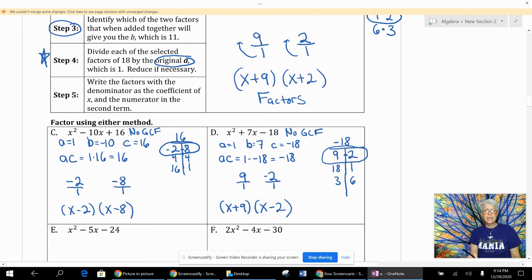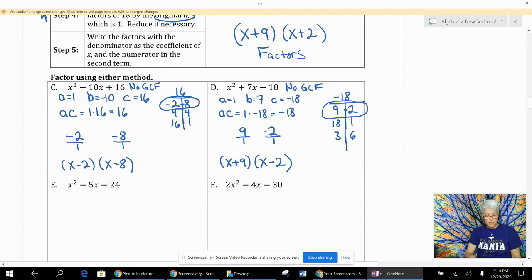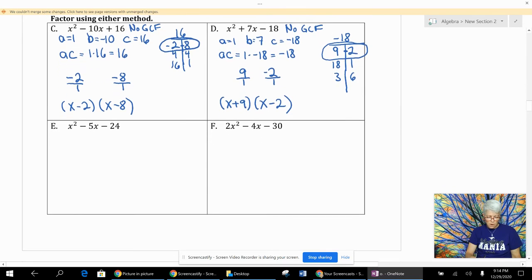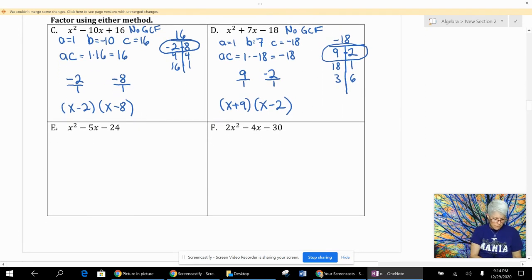And again, any of these you can work out. You can do the box method, multiply both binomials, and check to see if you get the same answer. All right, I'm going to skip E for time, and let's look at the next one.